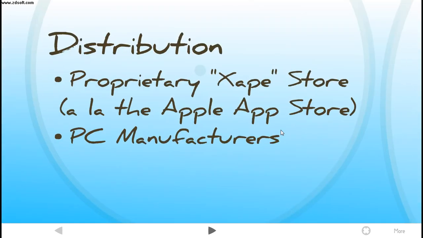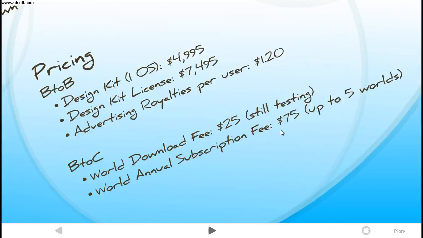So distribution would happen through the Scape Store, as I mentioned earlier, and that's very similar to the Apple App Store or eBay. And what we would do is either charge a flat fee for any landscapes that are sold in our Scape Store, or charge a percentage of anything that's sold there. And then we think it would be a big win if we could get PC manufacturers to offer these pre-installed on machines as well.